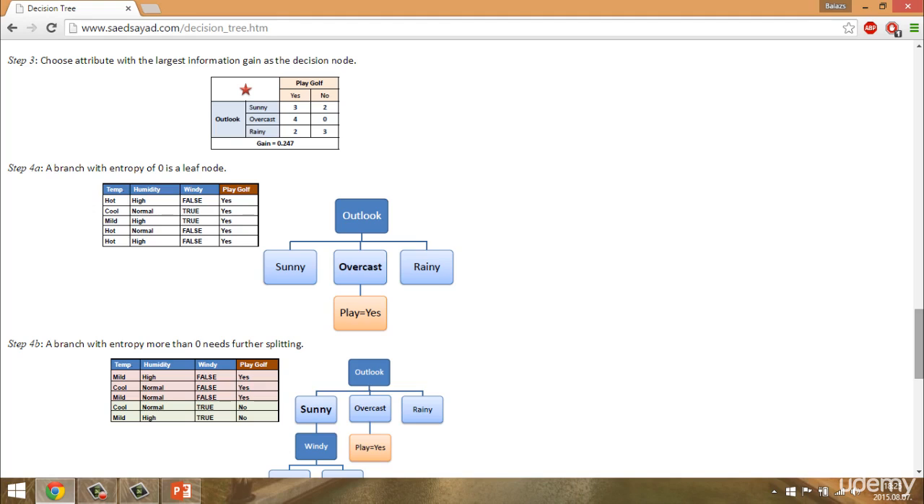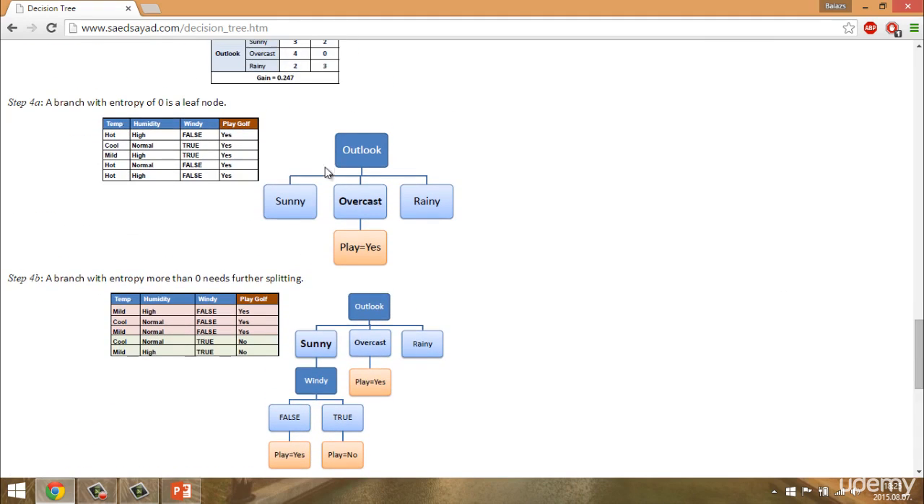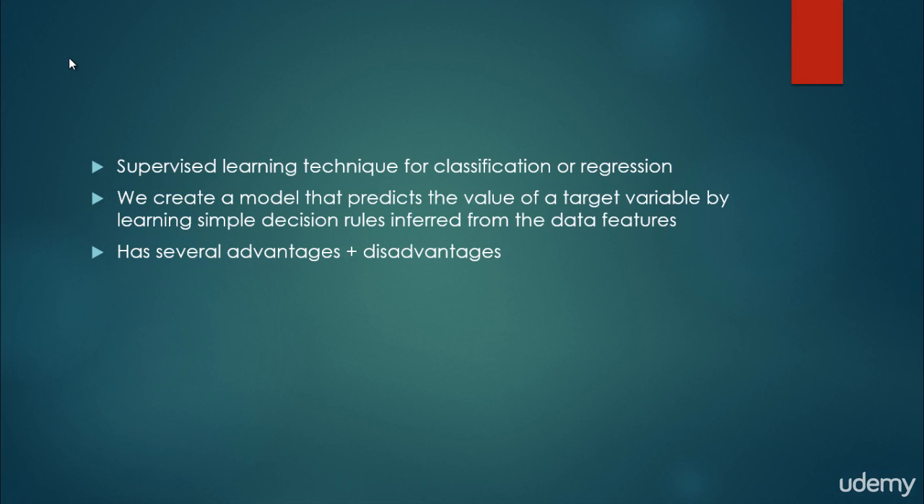So it's very similar to the basic concept of binary search trees. Why is a binary search tree good? It is good because you can get rid of half of the data at the first step. And this is why it's important to be able to construct a tree where the root node contains the most information.